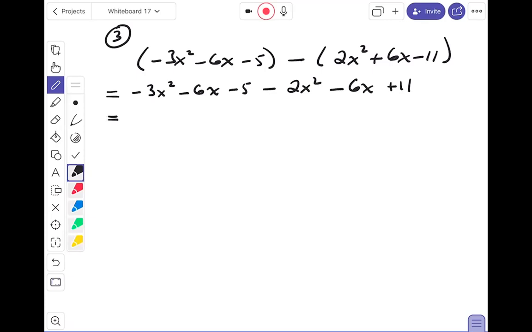Well, I'm going to combine like terms. I'm going to do x squared first. That's minus 5x squared. I'm going to do the x's next. Minus 6 minus 6 is minus 12. And minus 5 plus 11 is plus 6.